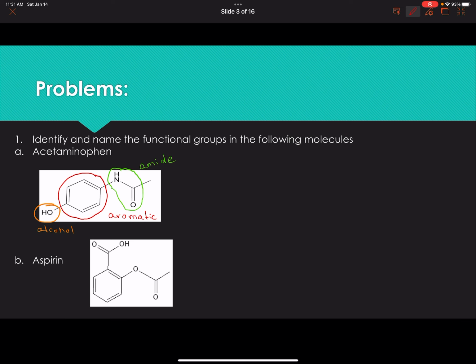Now next, if we look at aspirin, again, something that stands out to me right away is that 6-carbon ring with the alternating double bonds. So that is going to make it aromatic. I also see some oxygen. So I see this OH. Again, we look to see what OH is attached to. Here, it's attached to a C double bond O. When OH is attached to a C double bond O, that is a carboxylic acid.